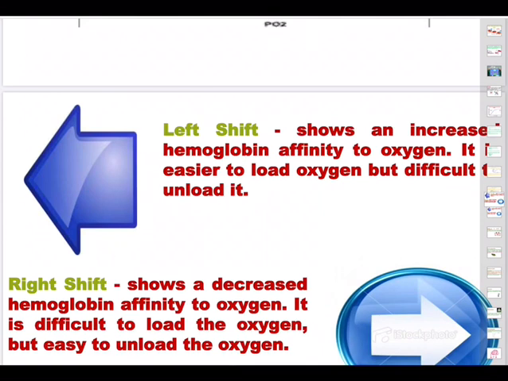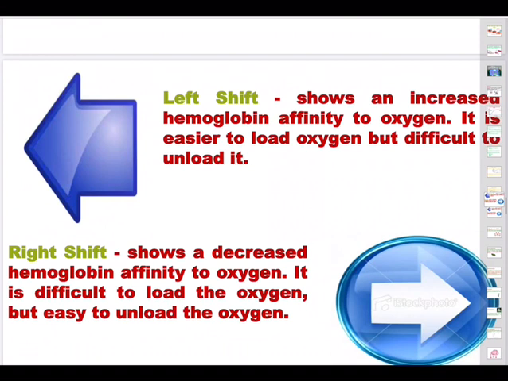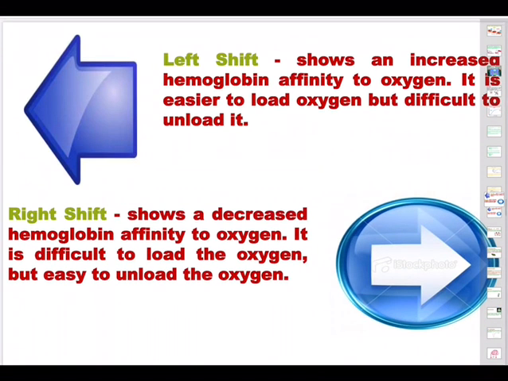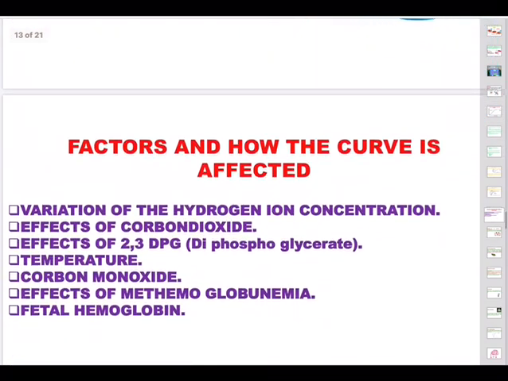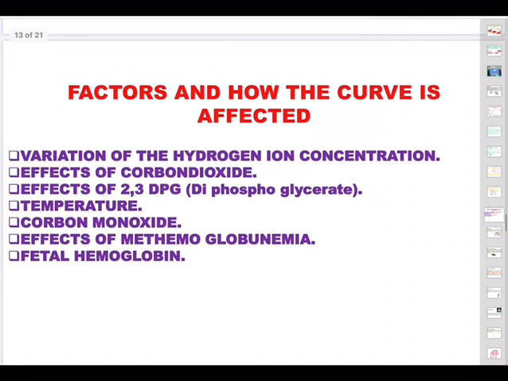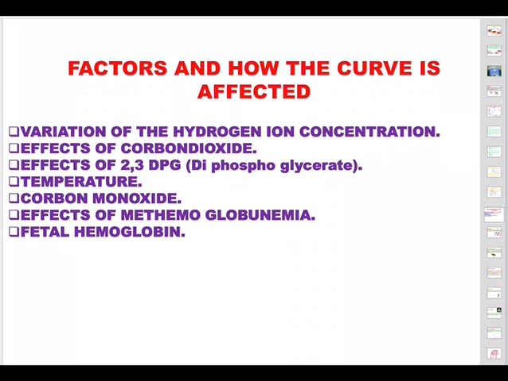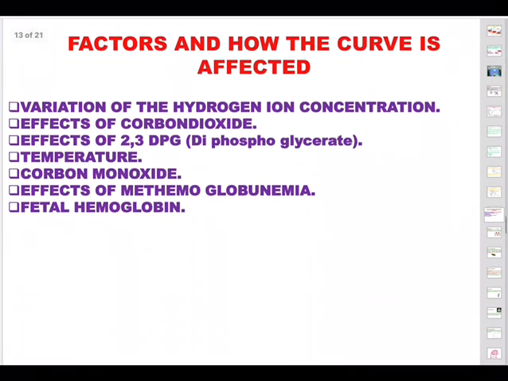So left shift shows an increased hemoglobin affinity to oxygen. It is easier to load oxygen but difficult to unload it. When the curve shifts to right, it shows decreased hemoglobin affinity to oxygen. It is difficult to load the oxygen but easy to unload the oxygen. And factors and how the curve is affected, that we just now discussed.